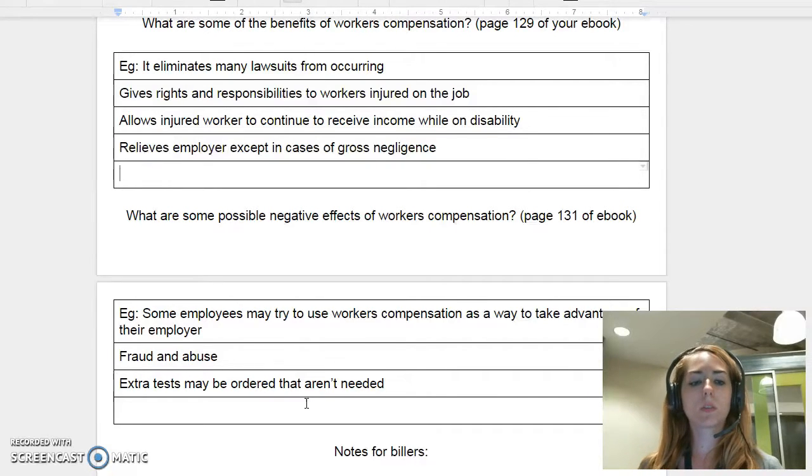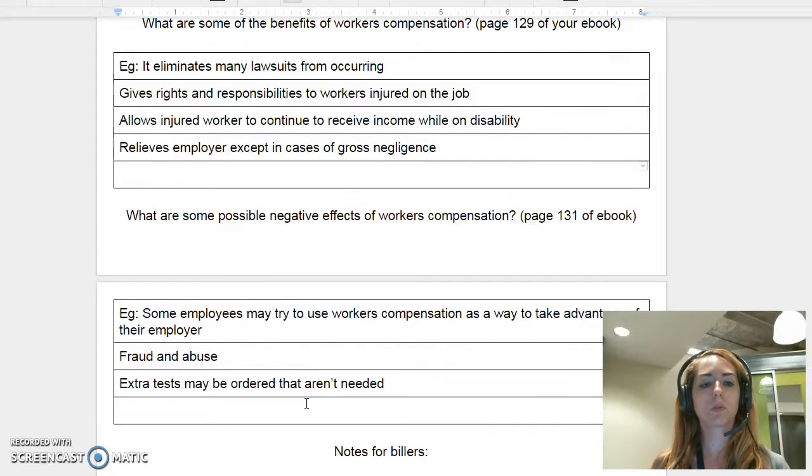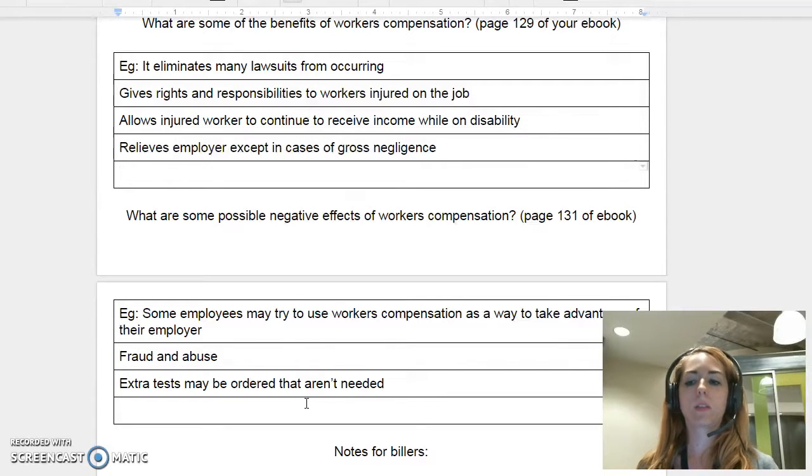In other words, it's fraud and abuse. It leaves that open for fraud and abuse to occur. Another example is providers ordering extra tests for those workers that were injured, even though those tests may not be necessary. They might not be medically necessary, but they're just trying to get that money back on that workers' compensation claim. So those are some negative effects of workers' compensation.